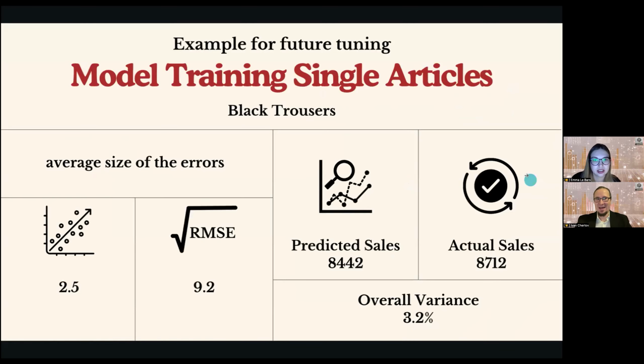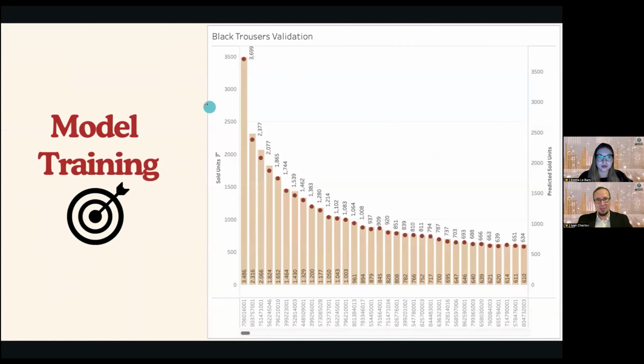Another area for improvement in the next steps is the model training for single articles. Towards the end of our project, we began implementing this approach and achieved pretty promising results. So we took the category of black trousers and predicted for single articles. And the model training was very, very good. As you can see, this is our validation curve, and it predicted pretty accurately.